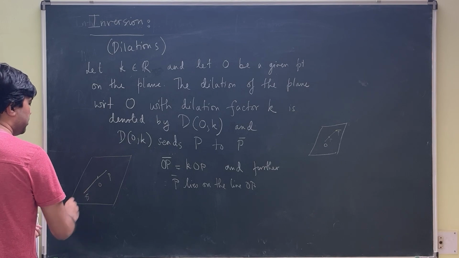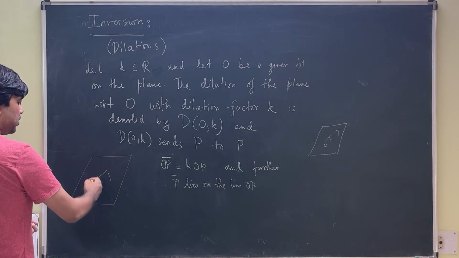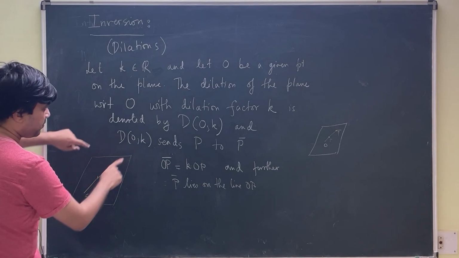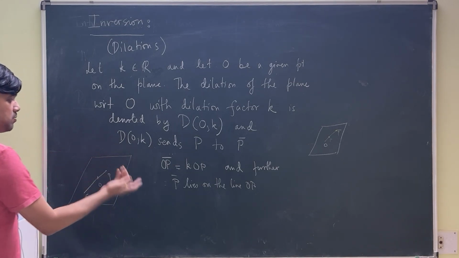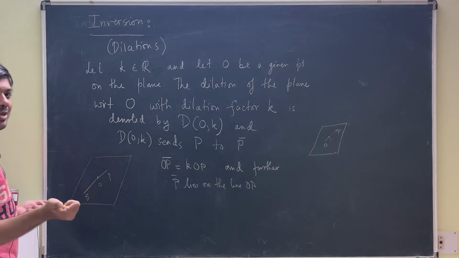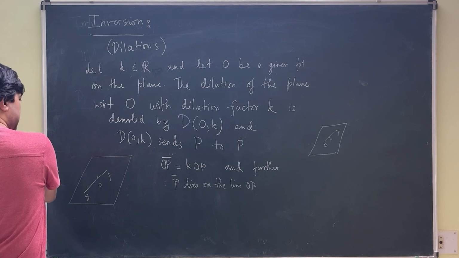P bar will be here in such a way that the length OP bar is 2 times OP length. If k were 2, then P bar would be here. OP bar is 2 times OP. But if k is minus 2, you have to go the other way. So multiplying by minus 1 has the effect of doing a half turn, and after that, you just scale. Okay, so that's essentially the idea.